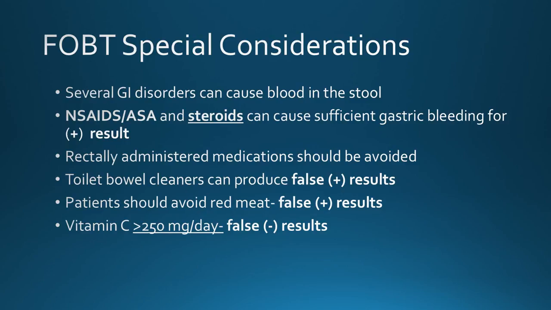Rectally administered medication should be avoided during the testing period. Other important things are that toilet bowl cleaners can produce false positive results. Patients should also avoid red meat for about 2 to 3 days before and during the test, because some of these tests aren't specific enough to human blood, and that may cause a false positive. And then finally, vitamin C in doses greater than 250 milligrams a day can cause false negative results.